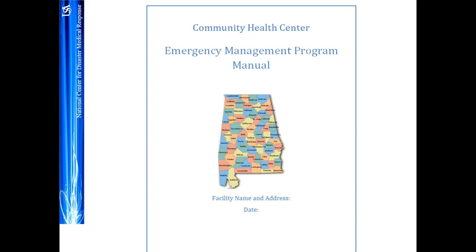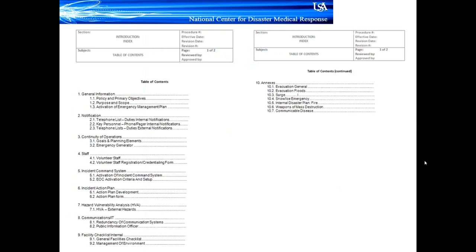It'll walk you through how you create unique call lists and contact sheets for your area, for your community, for your region of the state, so that you can build specific documents that are valuable to you. And the table of contents, I know it's kind of small to read, but what we've done is we've broken this down into 10 fairly simple chapters.